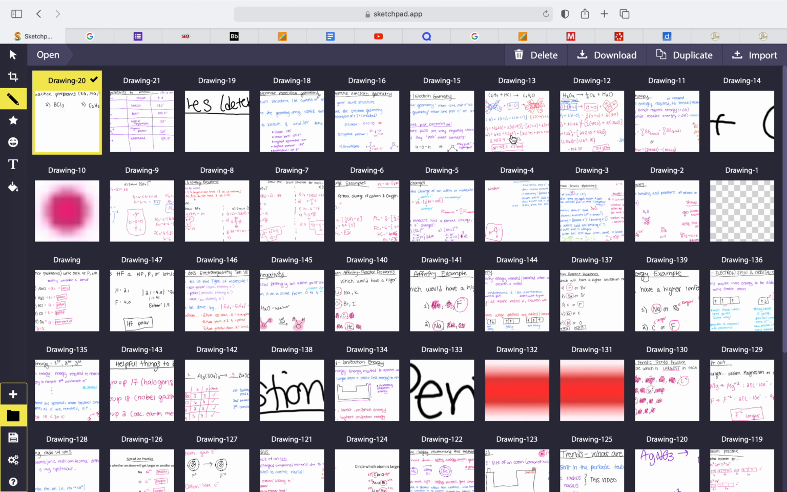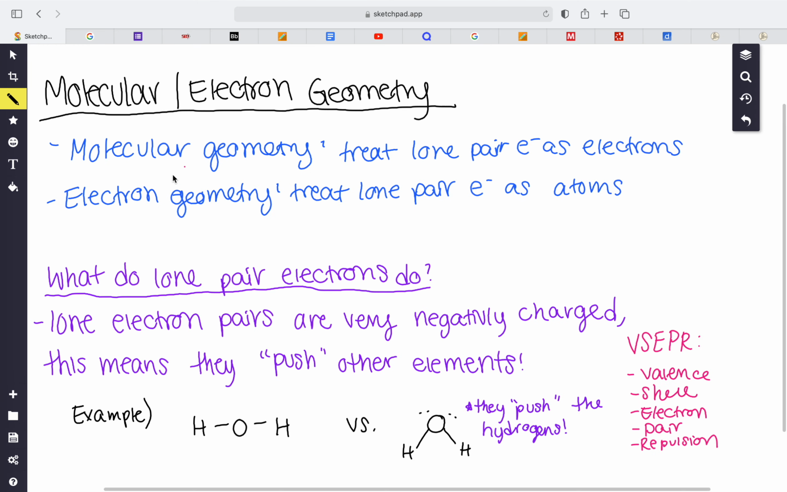Alright, hello everyone. In this video we are going to be going over molecular and electron geometry, as well as going over the bonding angles. So this is a lot about basically just the molecular geometry. We're going to also get a little bit into the bonding angles as mentioned.